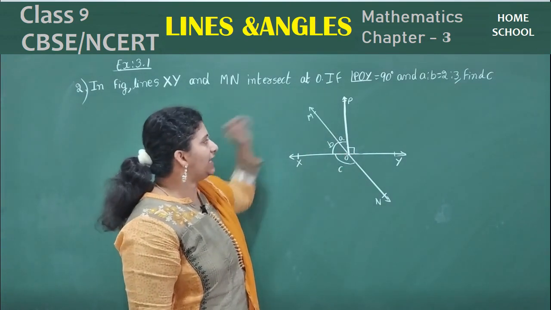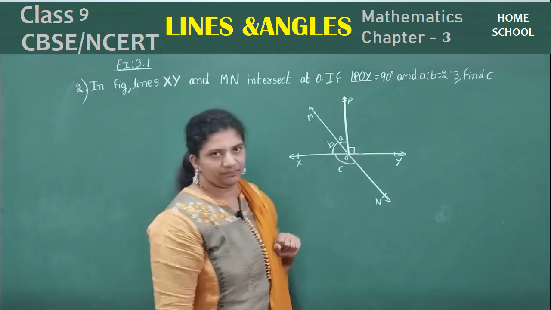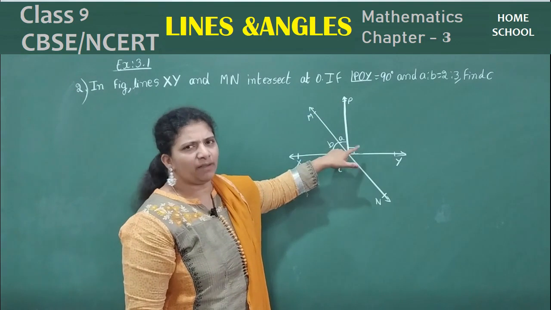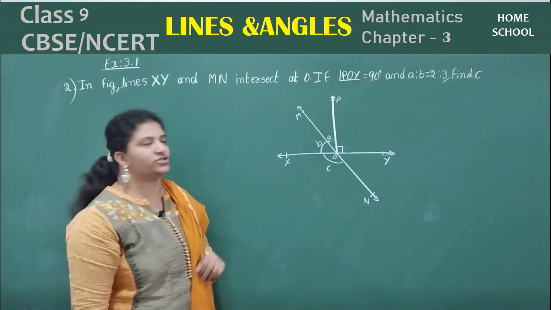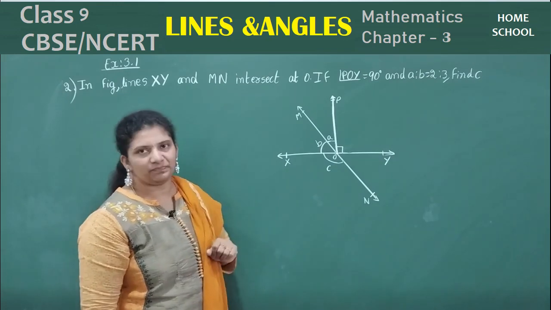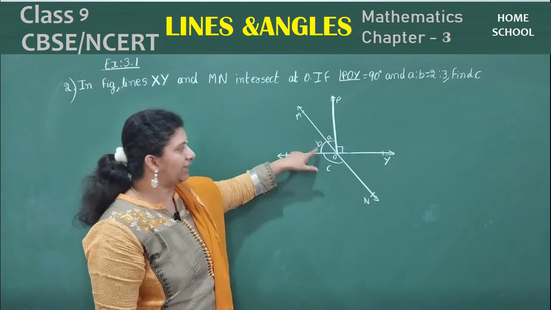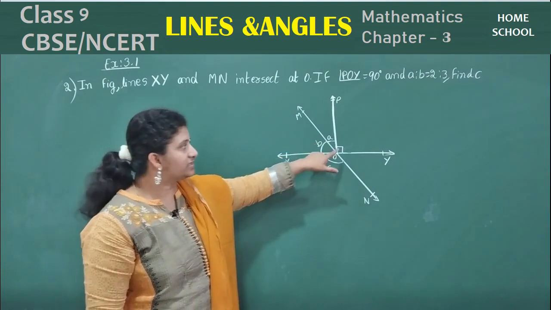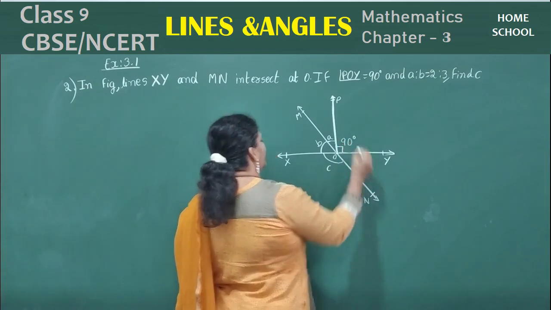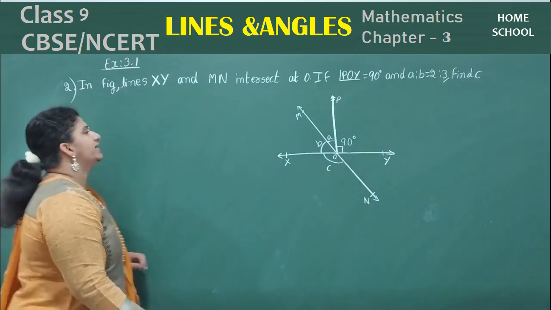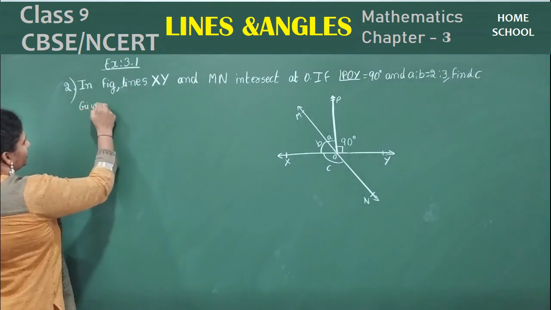If angle POY is equal to 90, they are perpendicular, and A is to B is equal to 2 is to 3. Find C. So what is this? We need to find this angle, and this angle. This is perpendicular. We know that this angle will be 90 degree. So what is given here? So let's write here the solution.